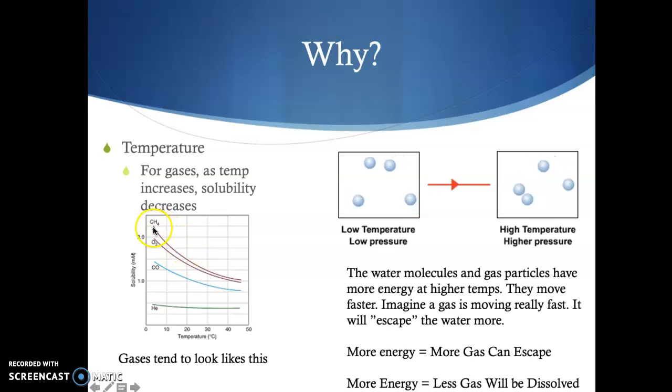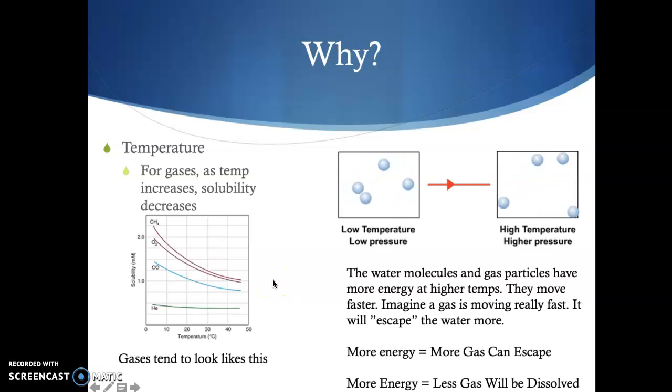And that's why we see this. At low temps, these gas particles are moving pretty slow, which means they can stay dissolved in water a lot easier than when they are at a higher temp or higher speed. At higher speeds, these gas particles are capable of leaving the water more often. So that's why we see this opposite trend, because the gas particles, as they have more energy, make more attempts to escape, so to speak. More energy means more gas can escape, and since it has more energy, less gas will be dissolved at higher temps. And that's what we see with this downward curve.